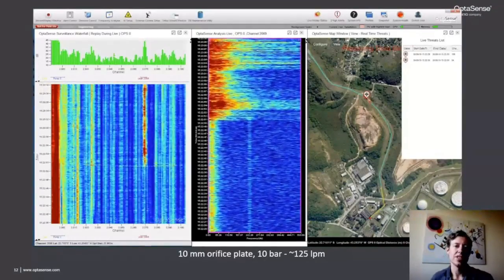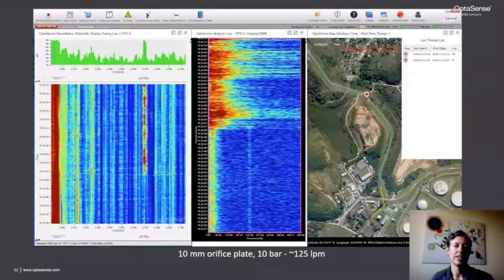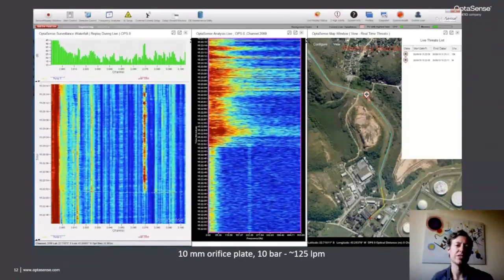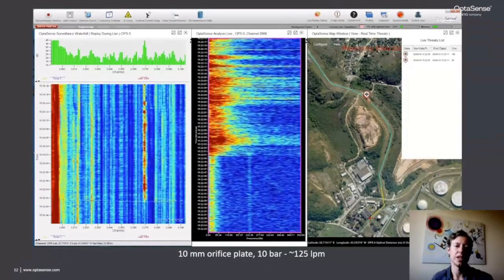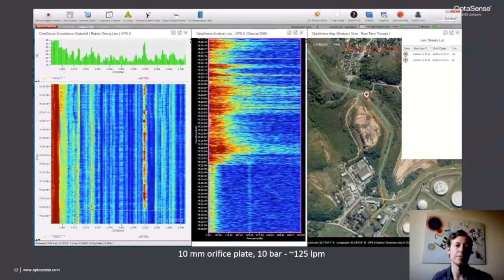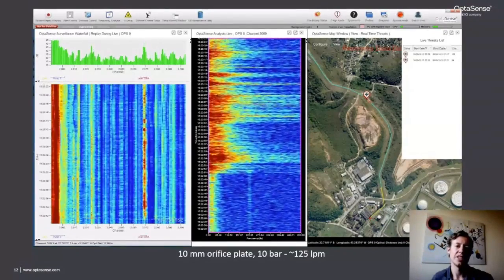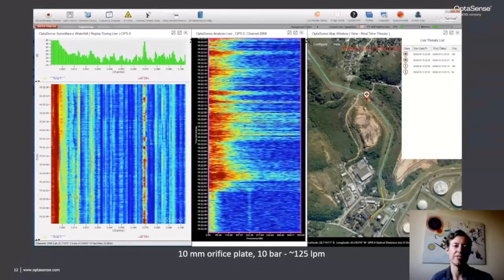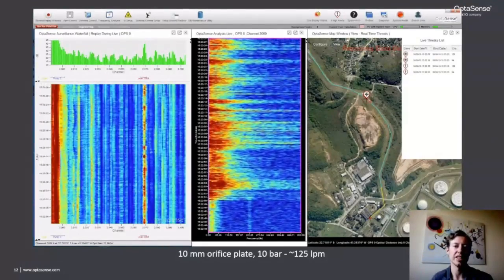Shortly after the initial pulse, an alert icon appears on the map display, indicating the location of the leak. This data is from a leak at a rate of approximately 125 litres per minute. As the orifice noise continues for sufficient time, the system produces a further detection that is fused with the NPP and upgrades the alert.